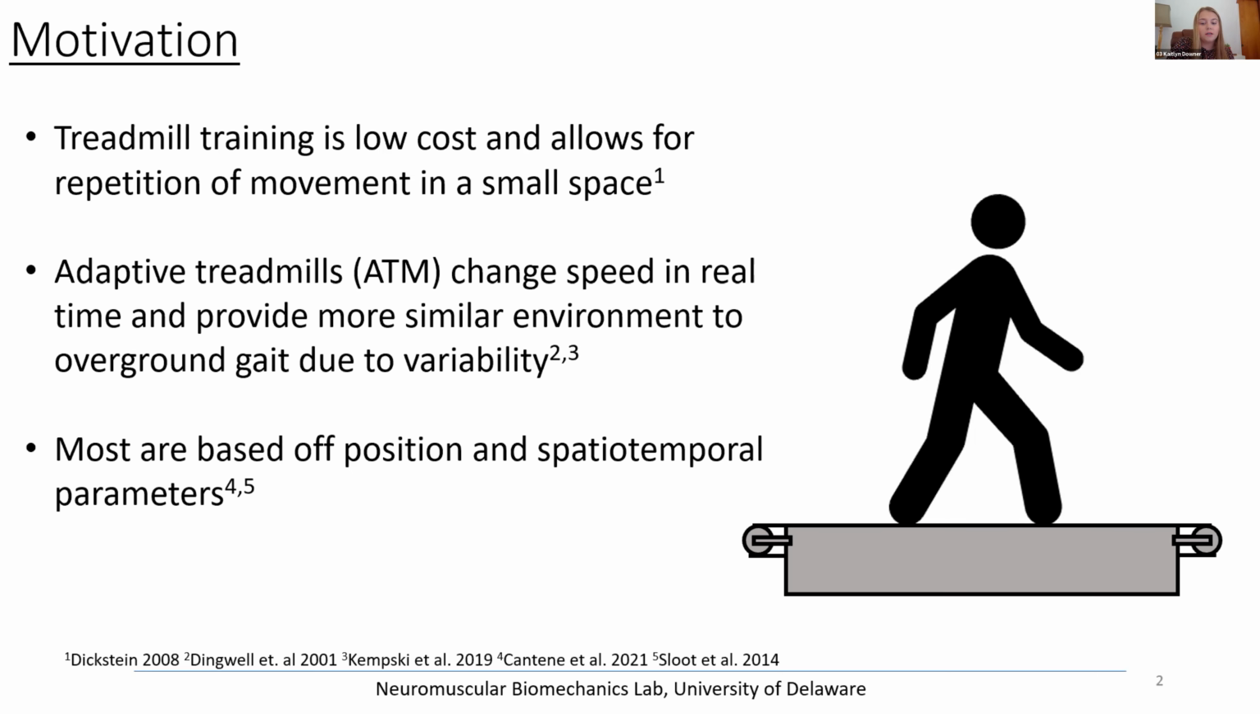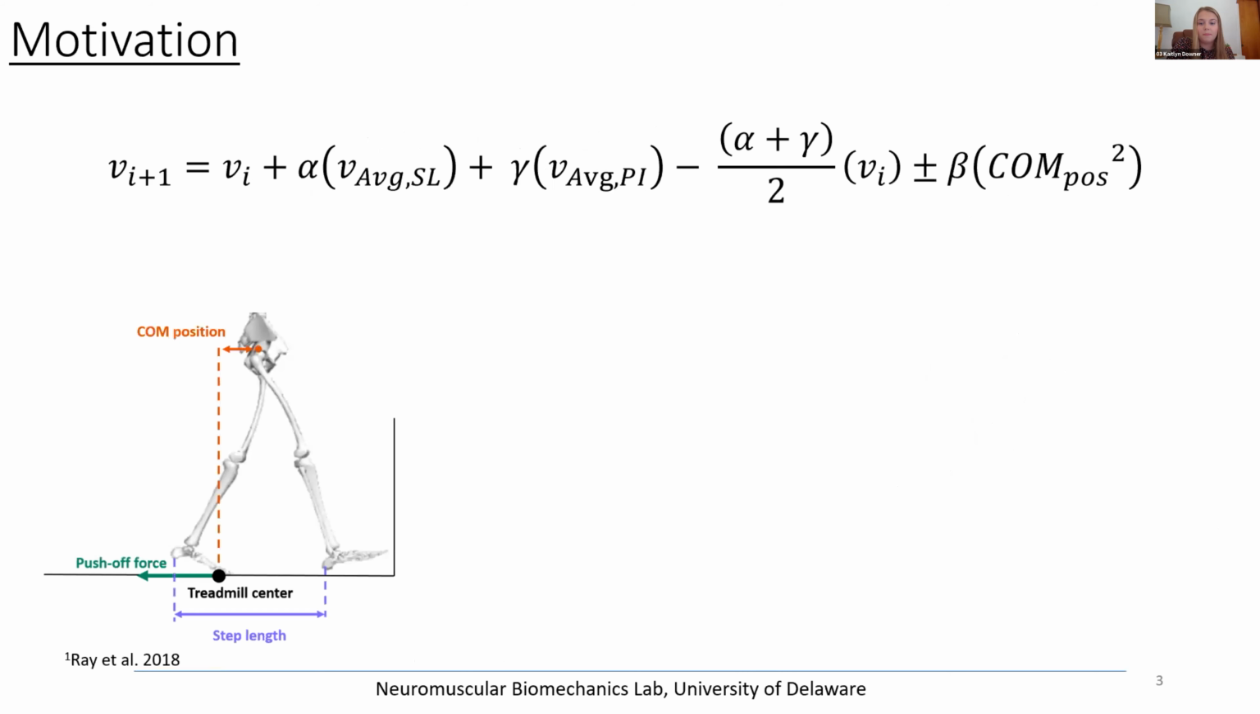However, most current adaptive treadmill controllers base real-time speed off of position and spatiotemporal parameters only and do not consider propulsion, which is known to have a strong positive correlation with walking speed.